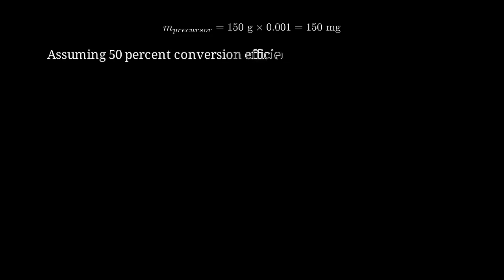Not all precursor converts to lacrimatory factor. Assuming 50% efficiency, we get about 75 milligrams of active irritant per onion. Mass of lacrimatory factor is approximately 75 milligrams per onion.